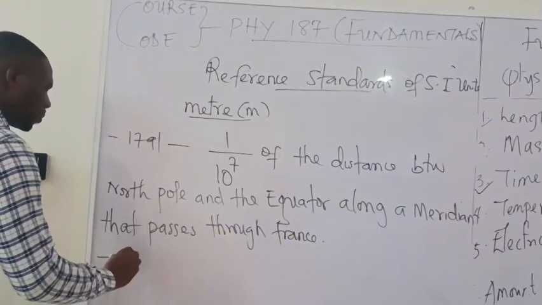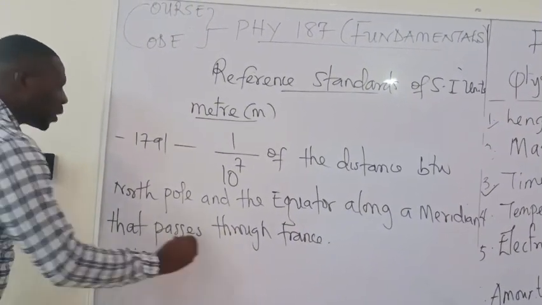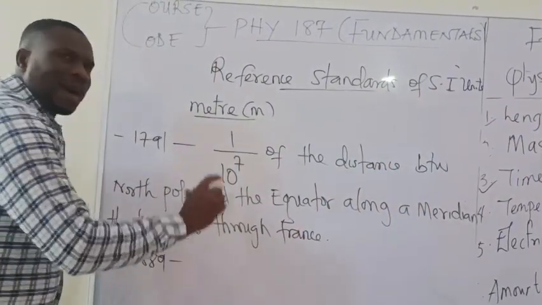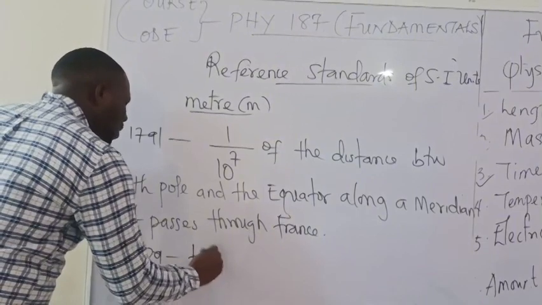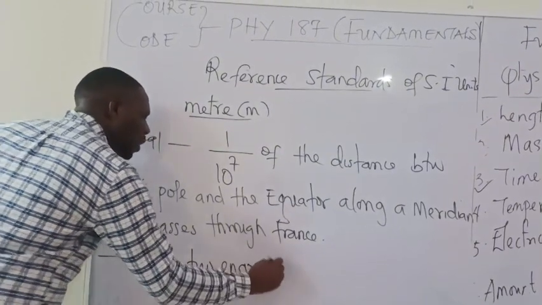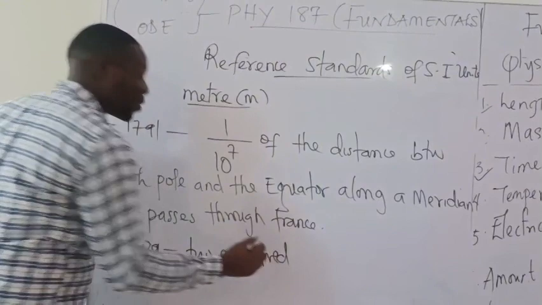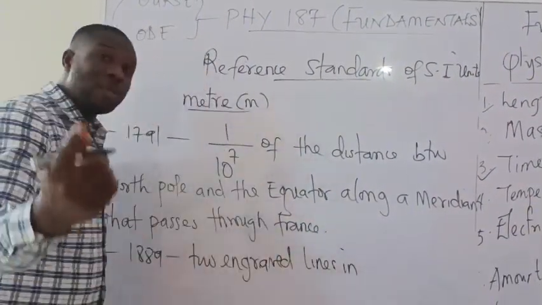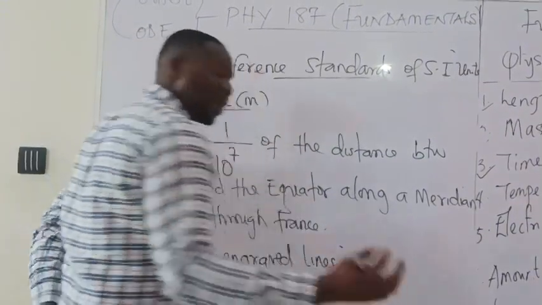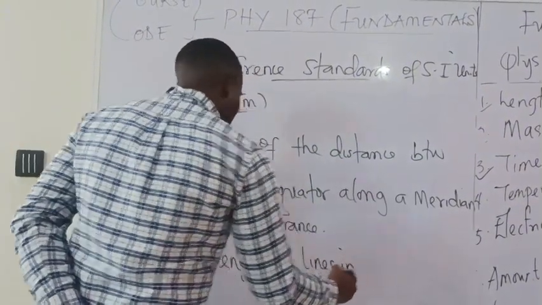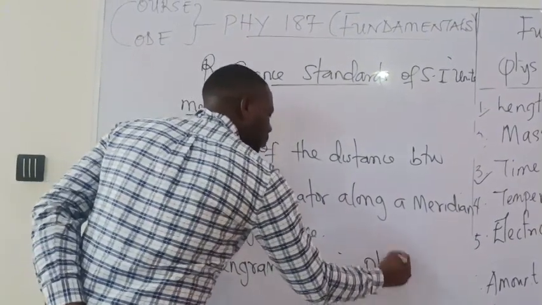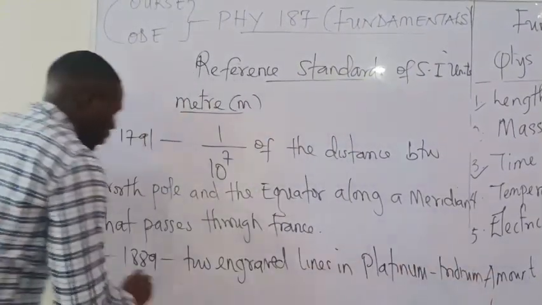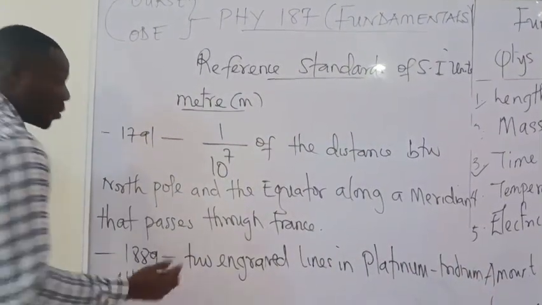So in 1889, the standard for the meter was defined in terms of two engraved lines, or two fine lines, in an alloy made of platinum iridium. That's a platinum iridium alloy bar. Two engraved lines in platinum iridium. And of course, this is an alloy, two metals that are actually riveted together.